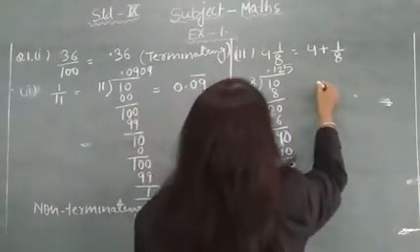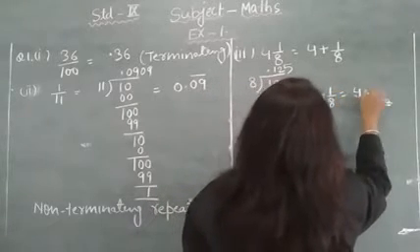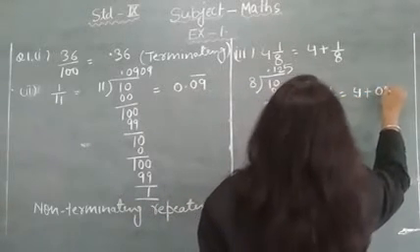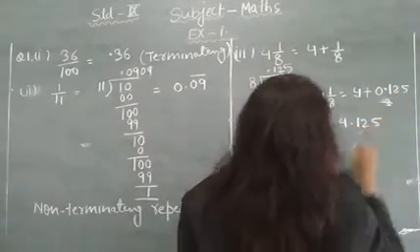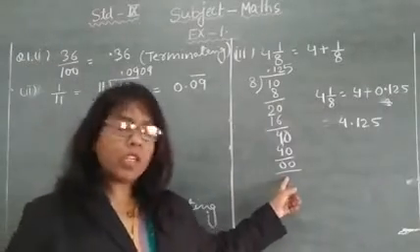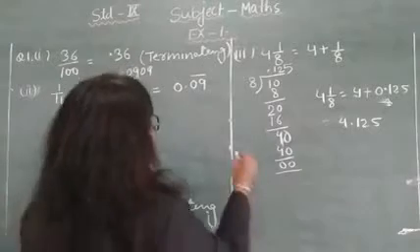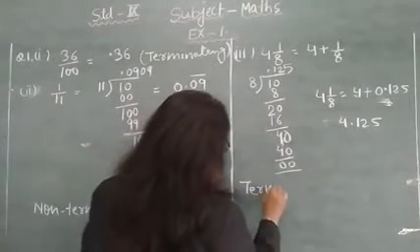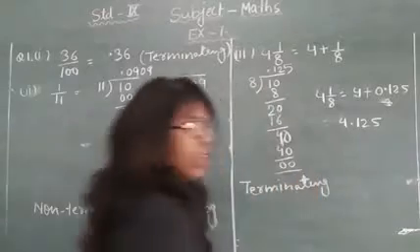So we can write that 4 and 1 upon 8 is equal to 4 plus 0.125, which means 4.125. You can see that the remainder is 0. That means this is a terminating number. So we will write here: terminating.